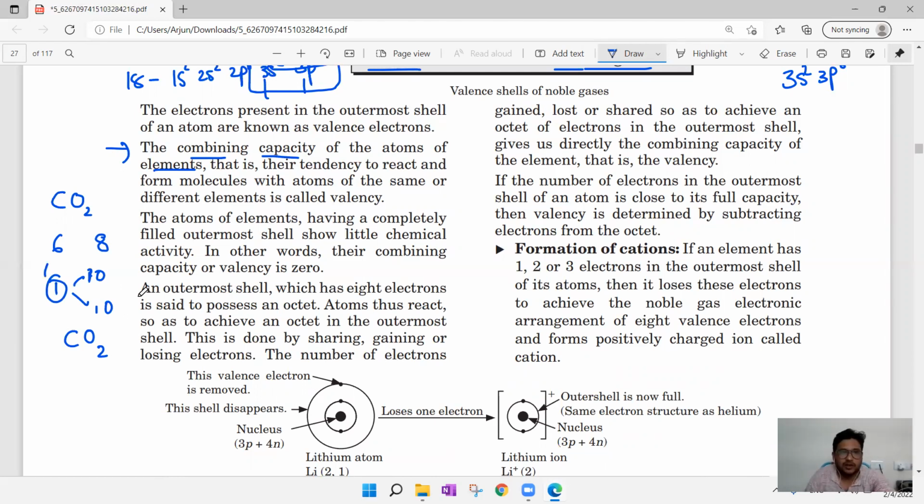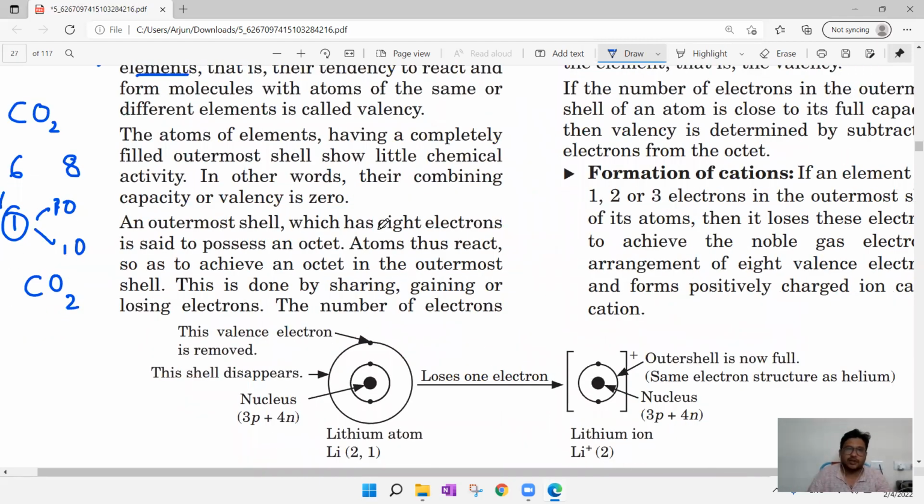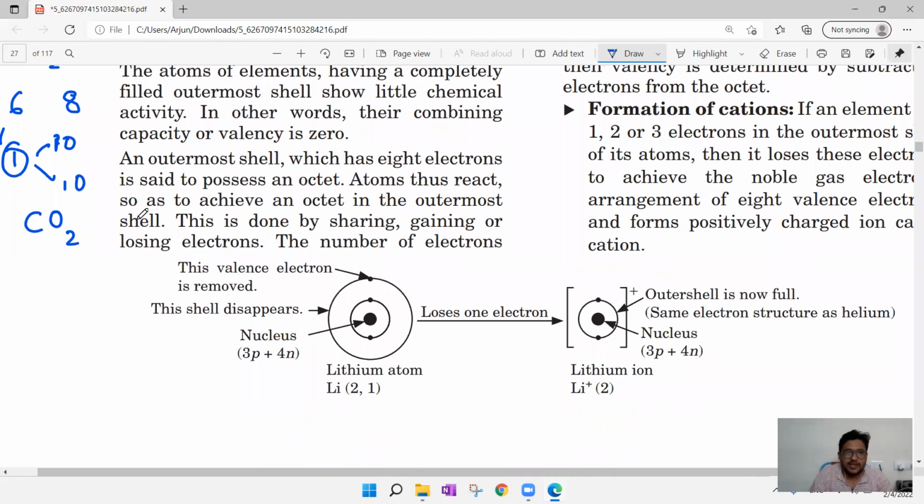Then here they have given another concept. An outermost shell which has 8 electrons is said to possess an octet. Yes, we have already seen that. Atoms do react so as to achieve an octet in the outermost shell. This is done by sharing, gaining, or losing electrons.